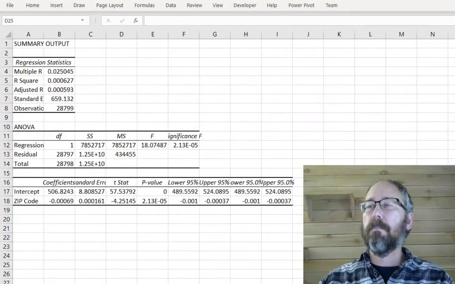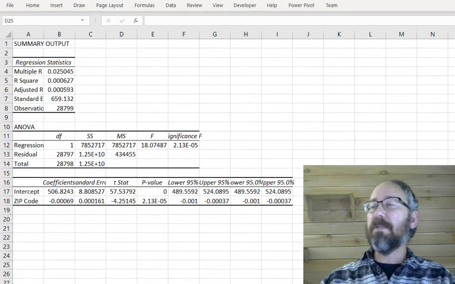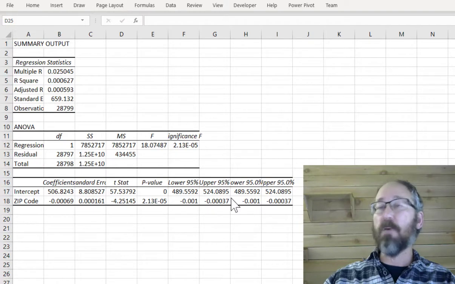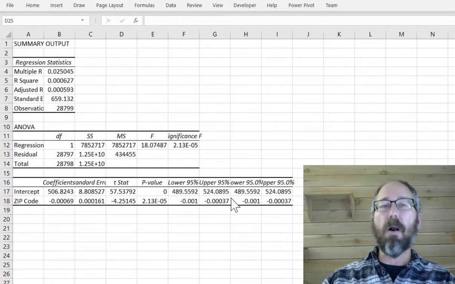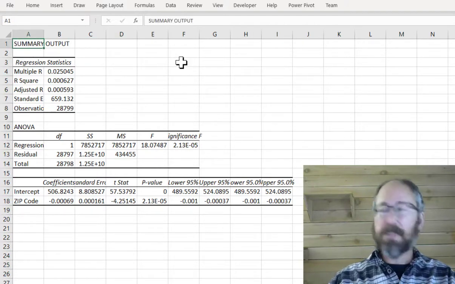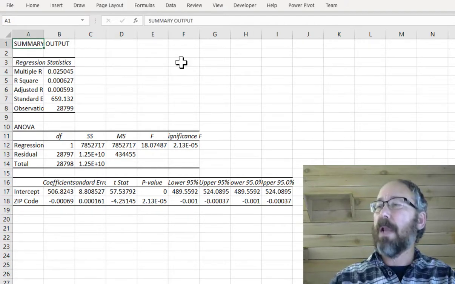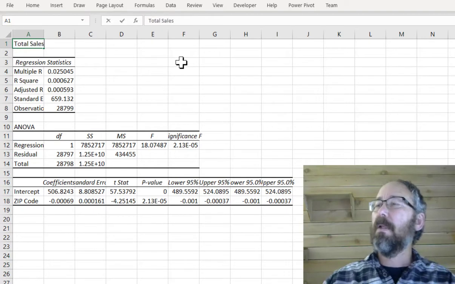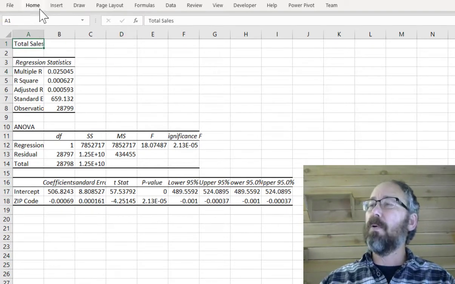Okay, the first thing to note on this is that nowhere in this output does it list our response variable, which is total sales. So we can just replace this tag up here, summary output, with total sales, and make that bold.